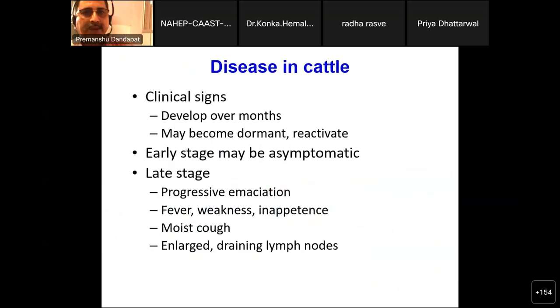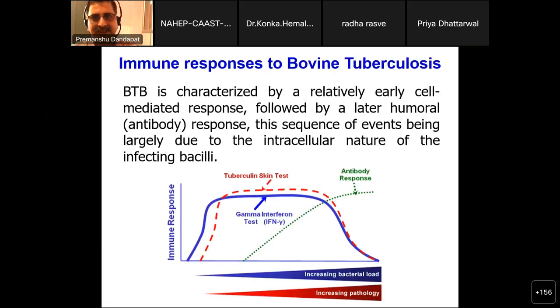Here, the disease in cattle, the clinical signs, are very difficult to notice, because mostly in the advanced stages you can find the clinical signs. In the early stage, mostly the cattle are asymptomatic, although they can transmit the disease to the neighboring cattle or other animals, even human beings. But in the late stage, in the organized farm, you can see some of the cattle are having progressive emaciation, fever, weakness, inappetence, sometimes a moist cough you can also see. And the lymph nodes, sometimes the superficial lymph nodes, mostly the prescapular and other lymph nodes, usually burst, and through that basically the organisms can also be transmitted.